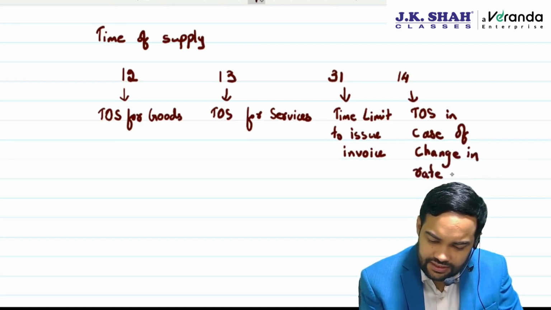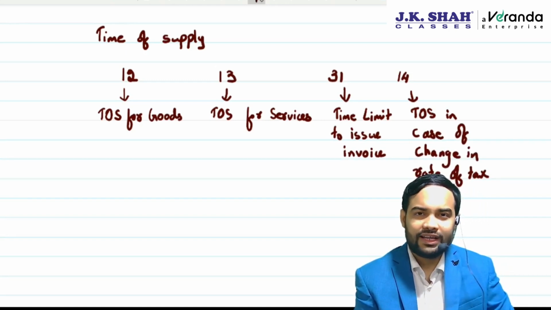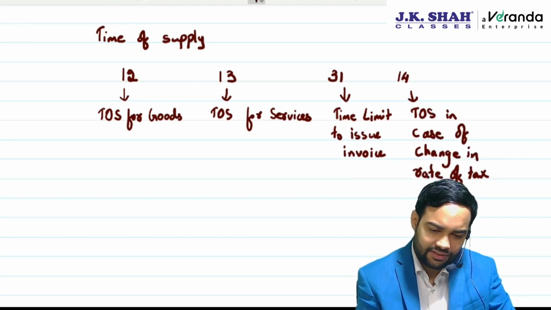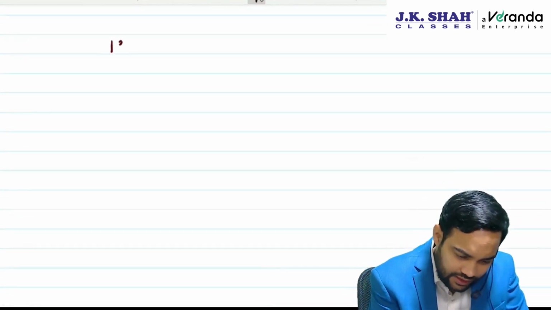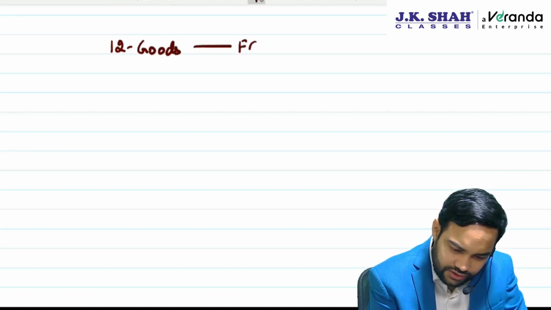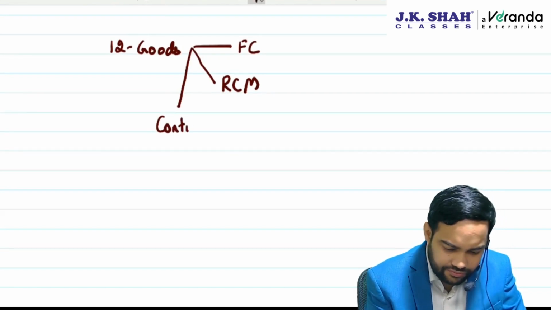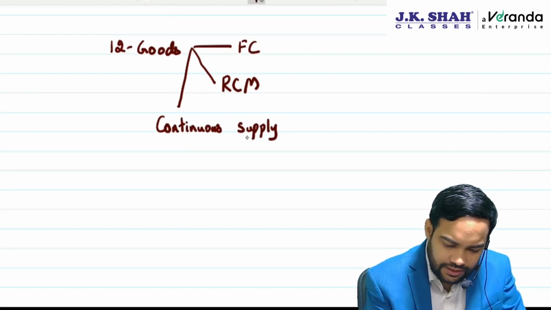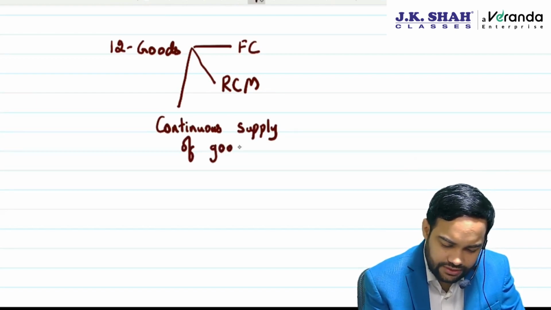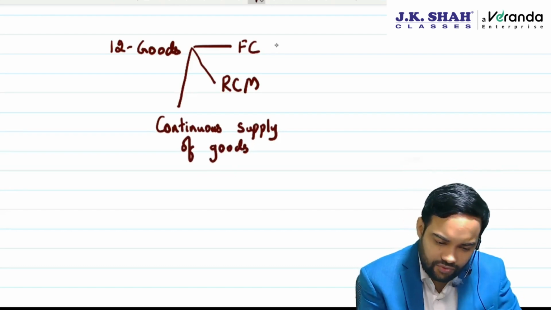So these are the topics which we need to recall and summarize. Let's start with 12. Section 12 deals with time of supply for goods. There can be forward charge, there can be reverse charge, there can be continuous supply of goods. And then you have some points like interest, voucher. Now let's start with forward charge.